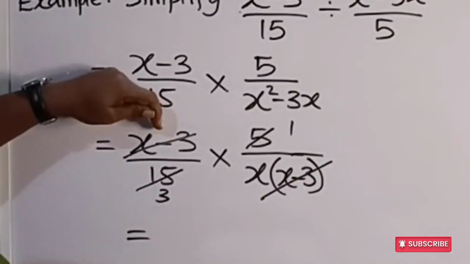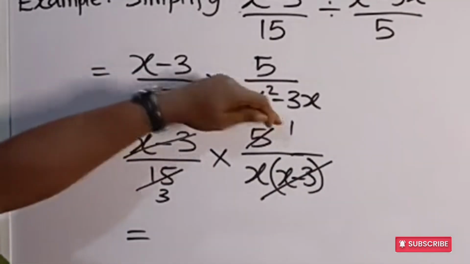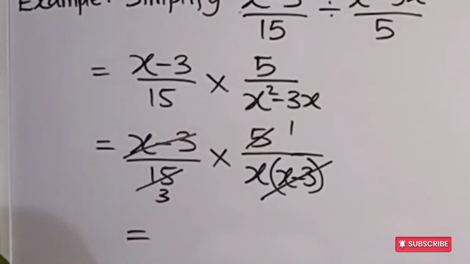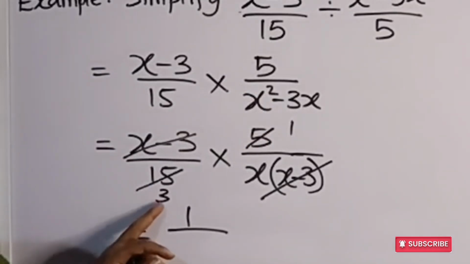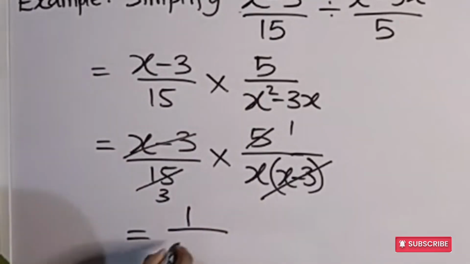So in the numerator, here we have 1, here we have 1. So 1 multiplied by 1 gives us 1. Over here, we have 3 multiplied by x gives us 3x.